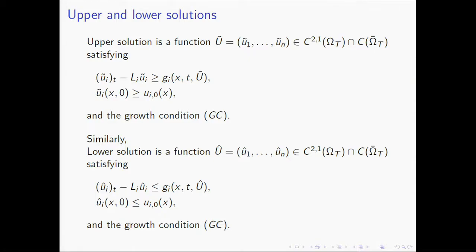This is the usual definition of an upper solution, satisfying the growth condition, and this is the definition of the lower solution, also satisfying the growth condition. We need this growth condition to obtain convergence because the domain for x is unbounded.